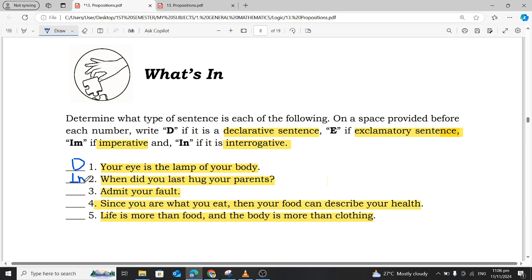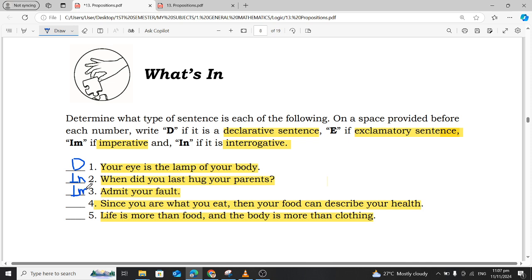Now, number 3. Admit your fault. Someone is commanding you. Admit your fault. A statement that ends with a period, but giving a command. What type of sentence? Imperative.